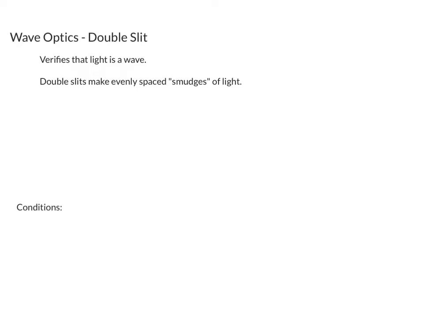When light travels through a double slit, we get an interference pattern on a screen set some distance away. The fact that we get an interference pattern confirms that light is a wave. Thomas Young gets credit for the experiment way back in 1801.